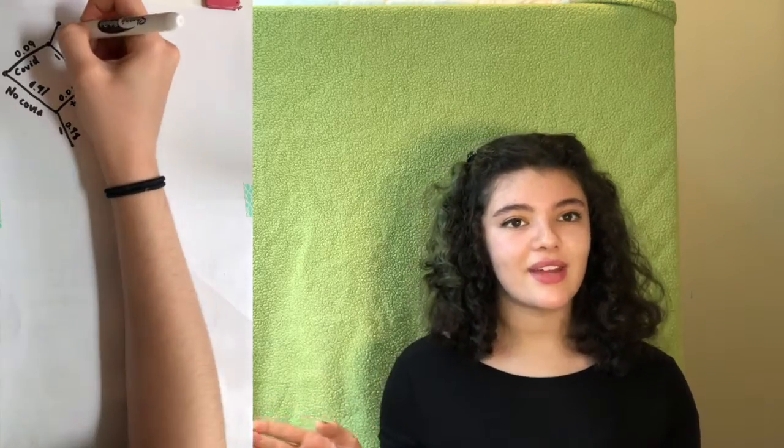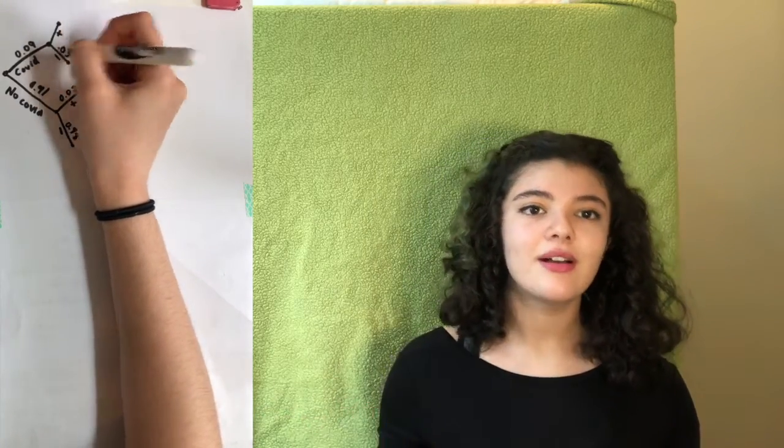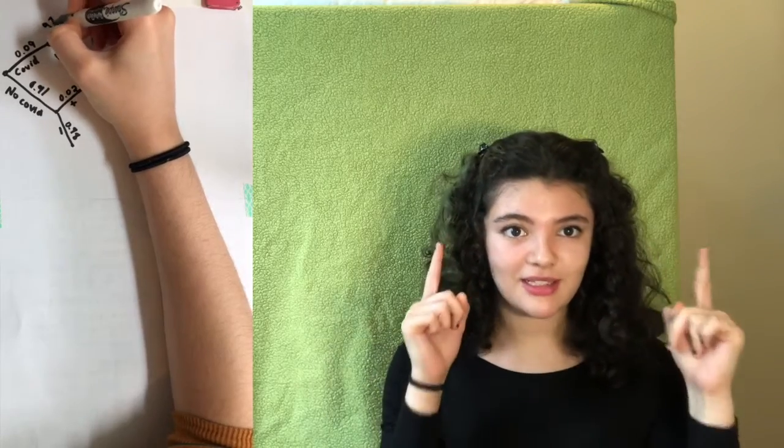So 0.97 and 0.03 branch there, making sure that you're labeling to keep it clear. Great, we've made a tree diagram. Now comes the interpreting part. Before we go to what the problem is asking, let's check we understand the diagram.